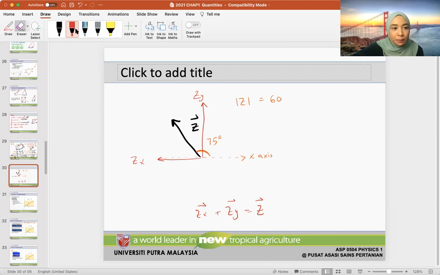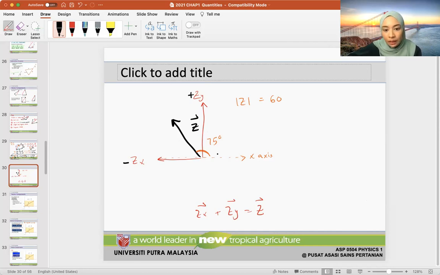So I'm expecting a positive Y component and a negative X component. Something that is going up is a positive Y, going down is a negative Y. To the right is positive X, to the left is negative X. So it's going to the left, so we are expecting a negative X component and a positive Y.